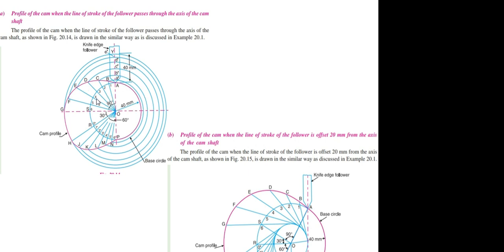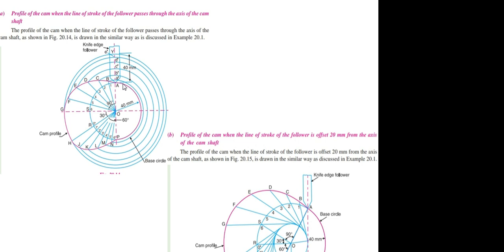So this is the construction of the cam profile when the follower moves with simple harmonic motion and when the axis of the follower is in line with the axis of the cam. This is the first case, and this is the second case, that is when the follower axis is offset to the cam axis by 20 mm distance, or 20 mm offset. Let us see the first one.